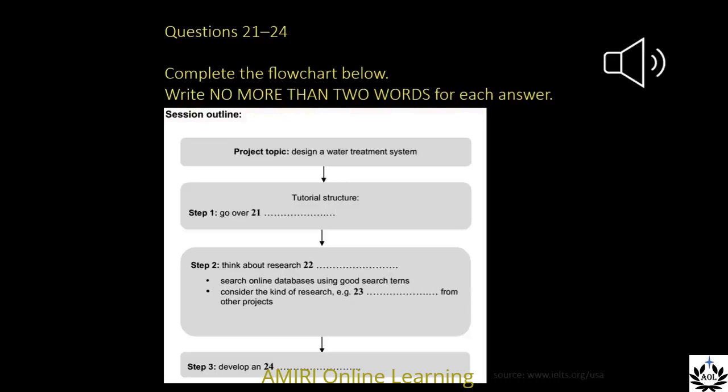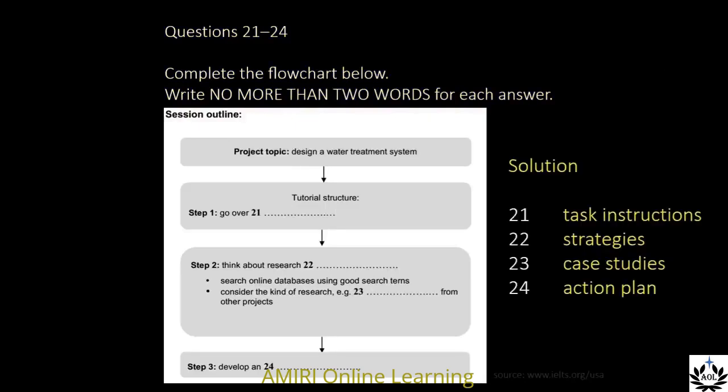Great, we are back, and I hope you got all of them correct. Now we're going to see the answers, and you can check your own answers as well in your book. The first one, which is number 21, is task instructions. Second one is strategies. Third is case studies, and fourth is action plan. Now check in your book if you got all of them correct. If you have made a spelling mistake, keep it as incorrect for now. If you have not included the S, also incorrect. It has to be exactly the same.